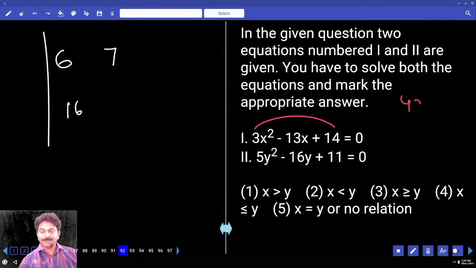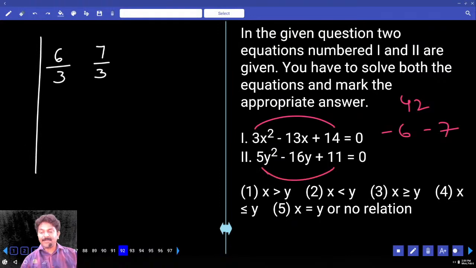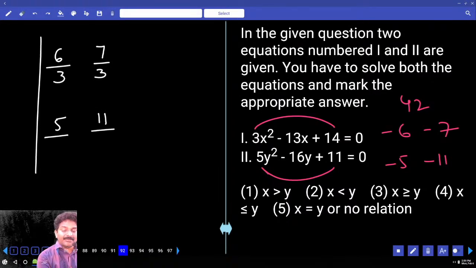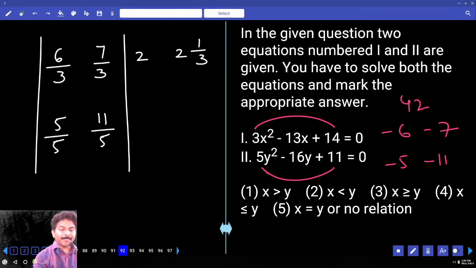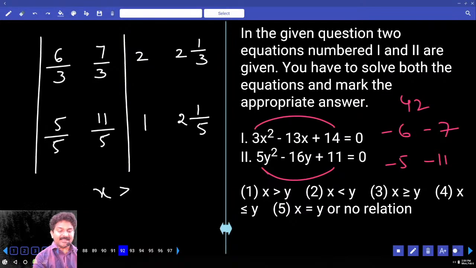Product must be 42. Minus 6, minus 7 is the combination, correct? Then factors are plus 6, plus 7 divided by the coefficient of x square, 3. Product must be 55. Minus 5, minus 11. Sum is minus 16. Factors are plus 5, plus 11 divided by the coefficient of y square, 5. Now if you do this, 2 1 by 3, and 2 1 by 5.